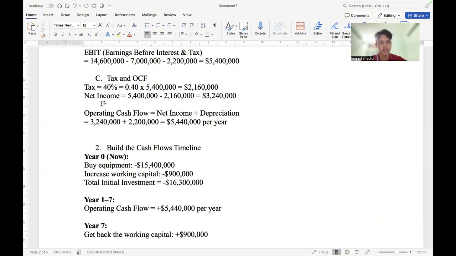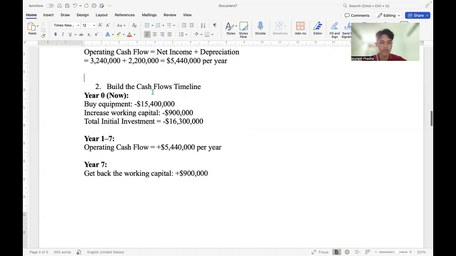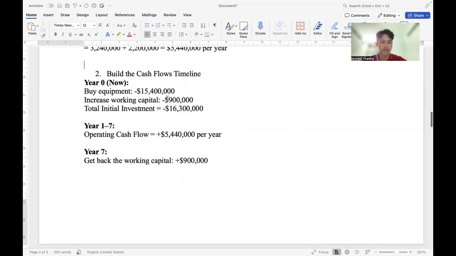And for the operating cash flow, it's easy, just net income plus depreciation. So we got the operating cash flow for each year is 5,440,000. The next one, we want to build the cash flow timeline.